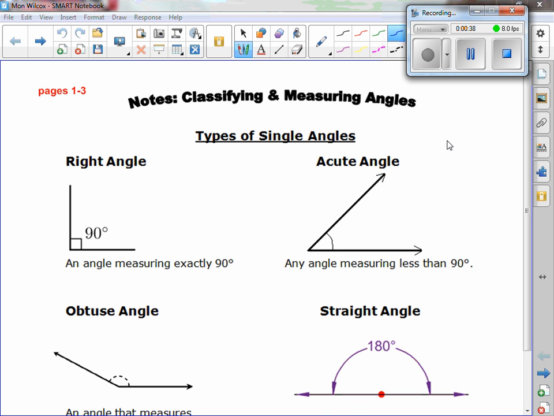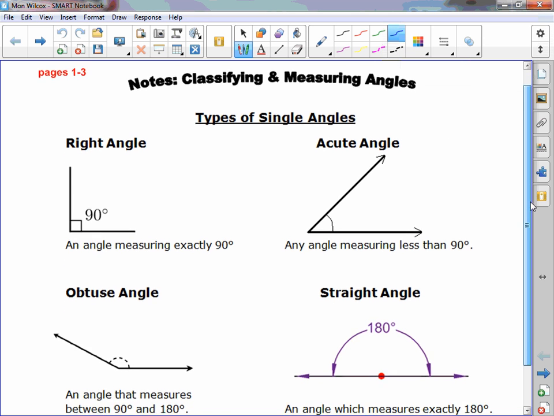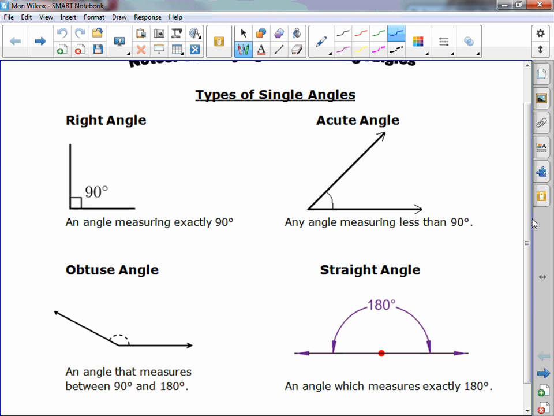So there are 4 types of angle measurements that we're going to be discussing. The first one being a right angle. Right angles measure exactly 90 degrees, no less and no more. Acute angles. Acute angle is any angle that's less than 90. So it's like your small angles that don't open up very wide. Obtuse angles are angles that measure between 90 and 180. So anything greater than 90, but less than 180.